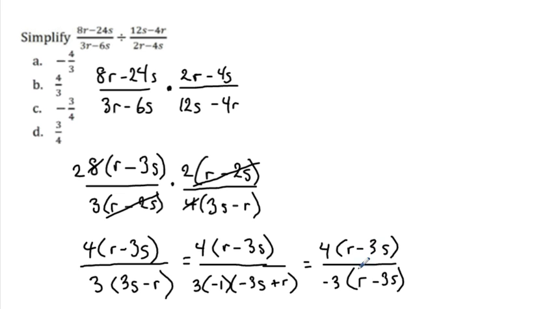Once again, we have the same factor in the numerator as we do the denominator, so they divide out to become 1, and we're left with negative 4 over 3, which is answer choice A.